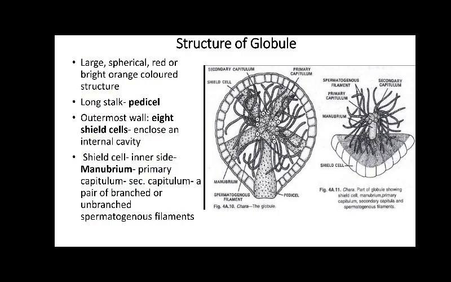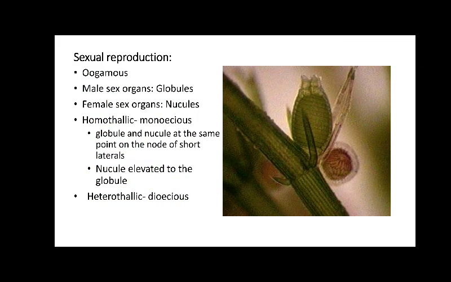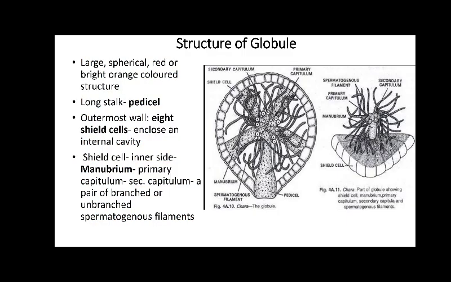First one is the structure of globule. It is a little bit complicated. It is a large spherical, red or bright orange colored structure, which we can see from the previous slide. When we take a closer look, it consists of a long pedicel which attaches it to the node of the plant body, and it has an outermost wall consisting of 8 shield cells. You can see the shield cells in the closer look in the picture. You can count more than 8 because each of the 8 has been divided into many shorter segments.